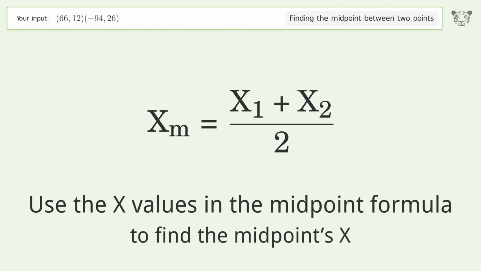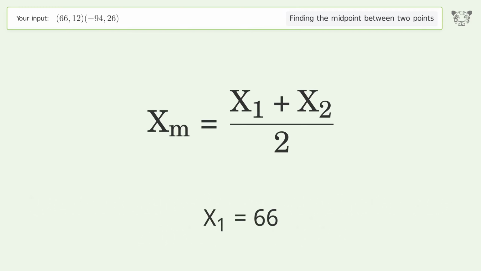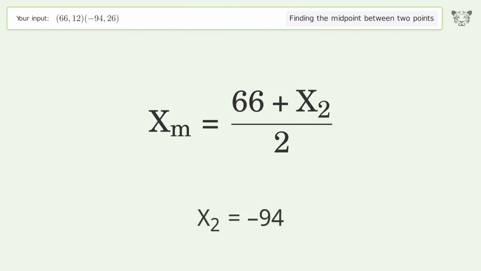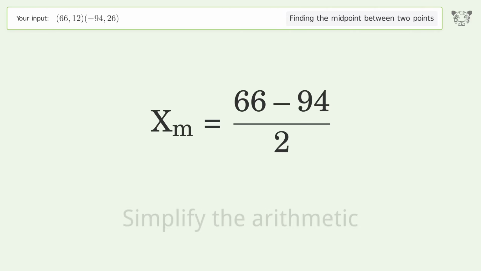Use the x values in the midpoint formula to find the midpoint's x. x1 equals 66. x2 equals negative 94. Simplify the arithmetic.